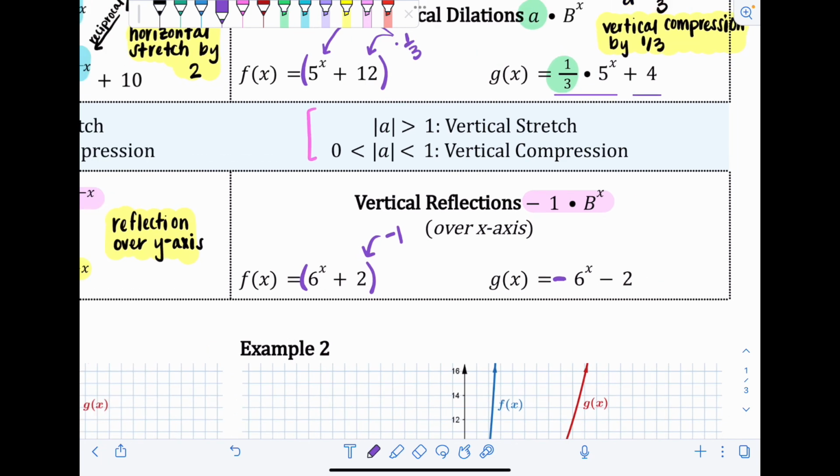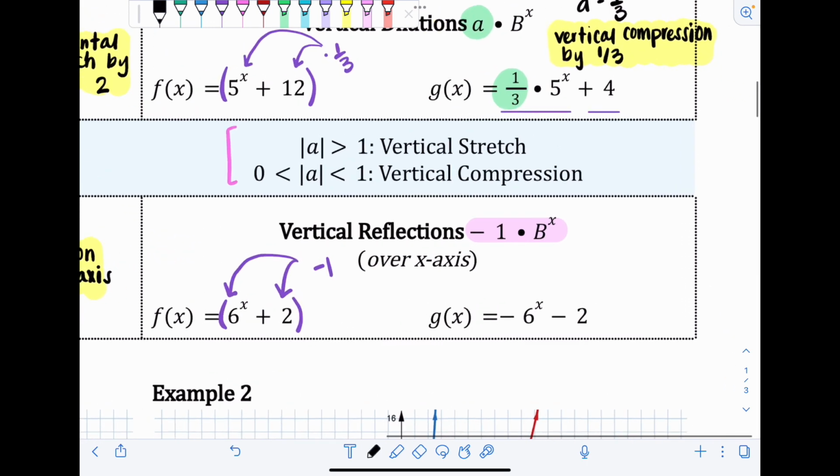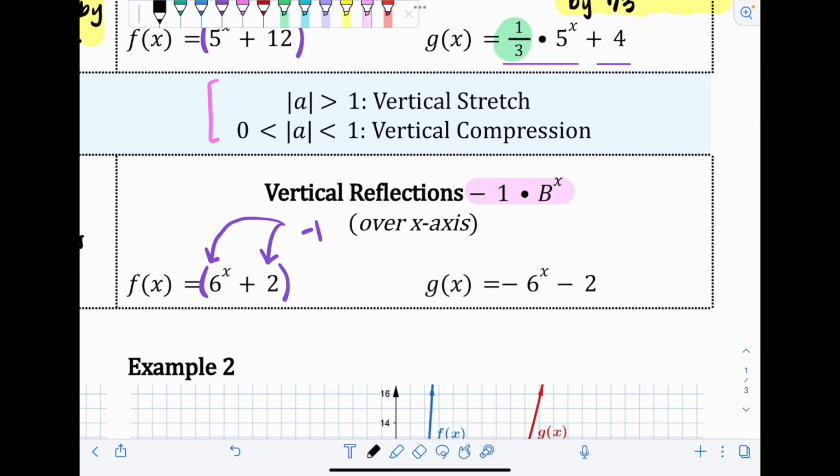So keep in mind for vertical dilations and reflections, you're multiplying the entire original function by that scale factor, so it would get multiplied by the 6 to the x and by the positive 2 to turn it into a negative 2. And that does happen here, so this would be a reflection over the x-axis.